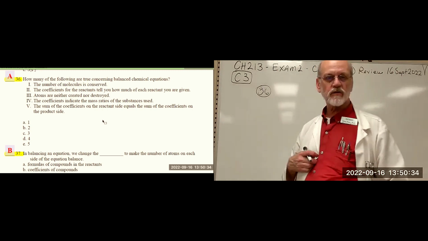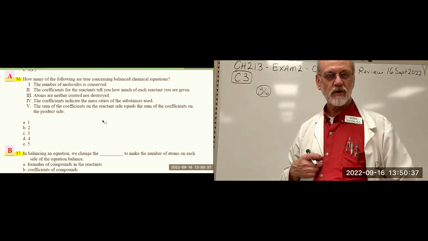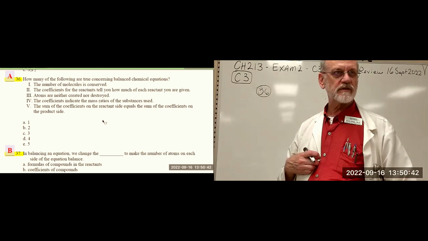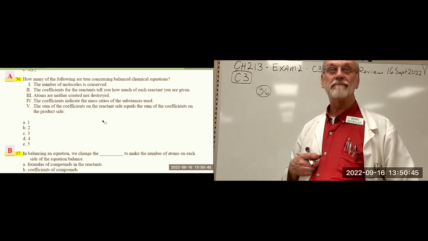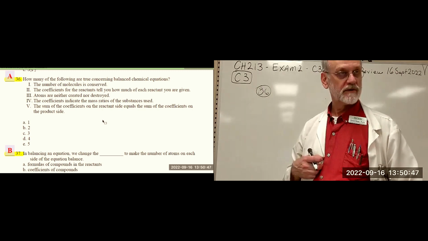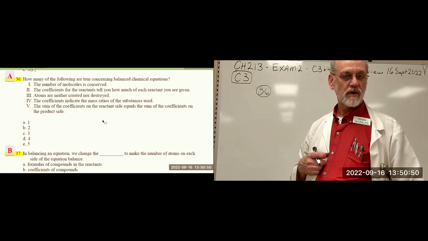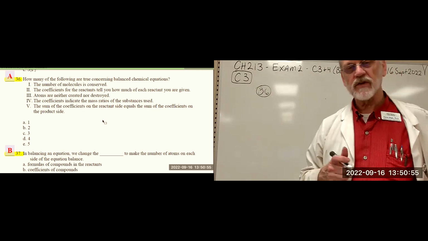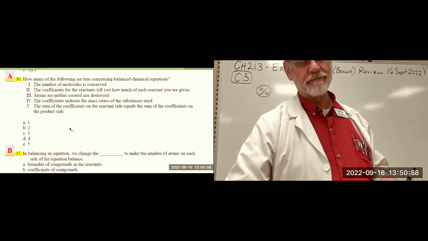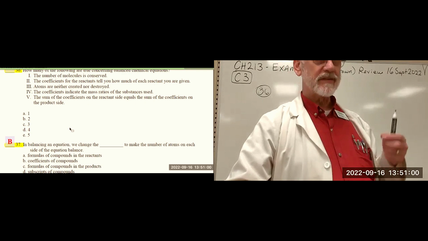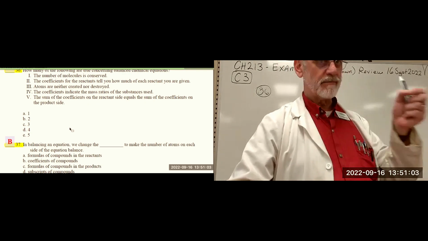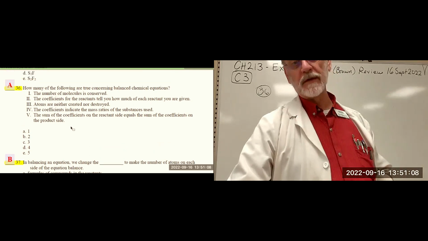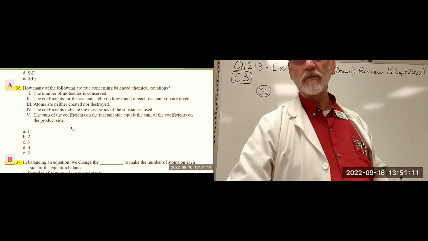Atoms are neither created nor destroyed. That's true. So Roman numeral 3 is still true. Coefficients indicate the mass ratio of the substances. No, it's numbers of moles or molecules that are the ratio. The sum of the coefficients on the reactant side equals the sum on the product side. Nope, not necessarily. Whatever it takes to give you the same number of atoms of this element on both sides, and for every element, same relationship. So that means A is the only one that's true. It's just that one, Roman numeral 3.